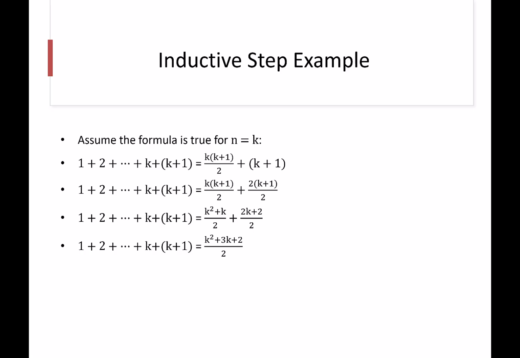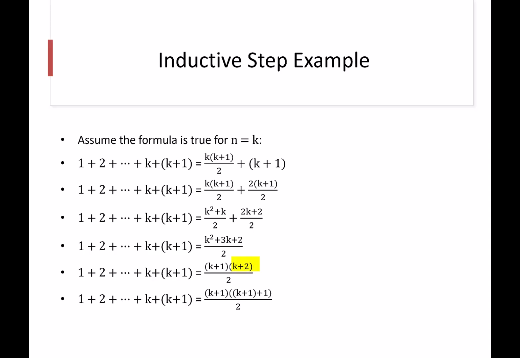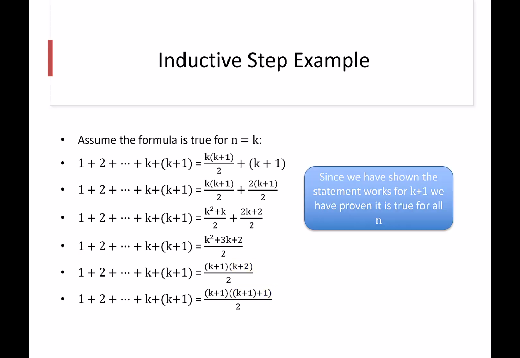Now that we have a quadratic, let's try to factor it. Factors of 2 that add up to 3 would be 2 and 1. So now we have k plus 1 times k plus 2 over 2. We're going to rewrite the k plus 2 as k plus 1 plus 1. That way it looks like our formula of n times n plus 1 over 2. I have k plus 1, then I have k plus 1 plus 1 over 2. Since we have shown the statement works for k plus 1, we have proven it is true for all n.